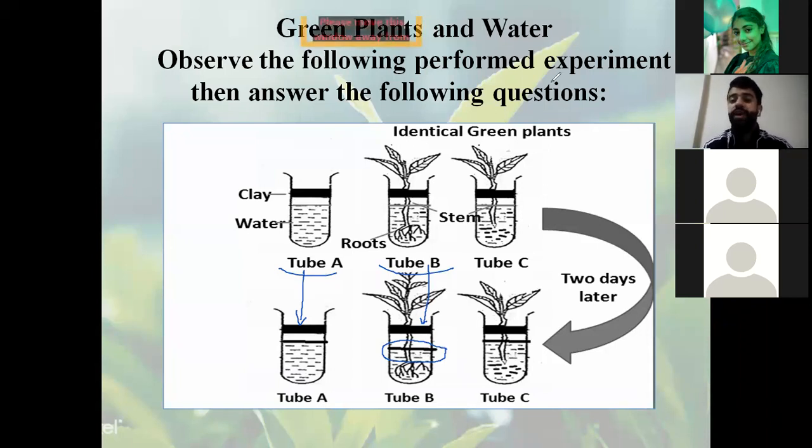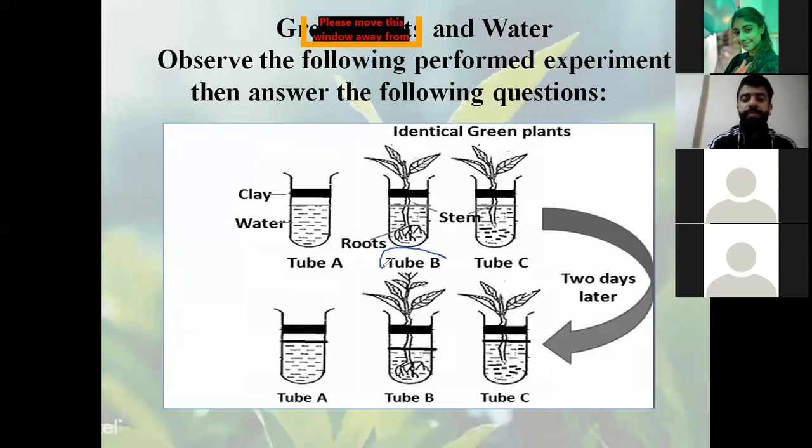Let's now move to tube C. In tube C, we have a plant and we have a stem. If I ask you what is the variable factor between tubes B and C, I want those who are in the silent mode to participate.